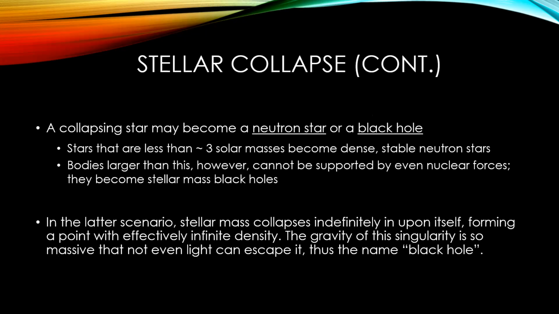Those less than about 3 solar masses will be condensed into a small, stable neutron star. Neutron stars are the limit of compression. Matter in these bodies is packed atom to atom. If a star is larger than 3 solar masses, its mass cannot be contained in a neutron star. Nuclear forces cannot oppose its gravity, and the mass collapses indefinitely in on itself. This forms a singularity with effectively infinite density.